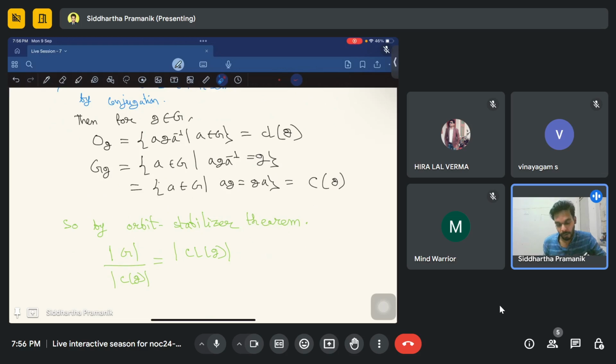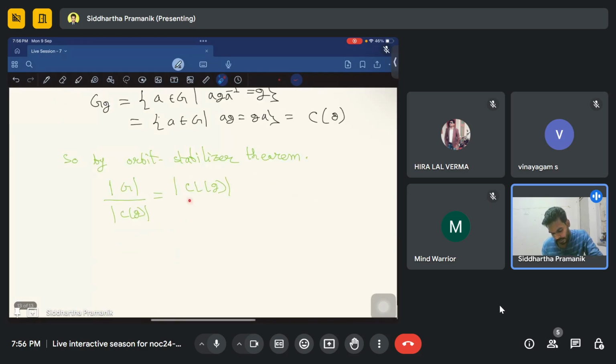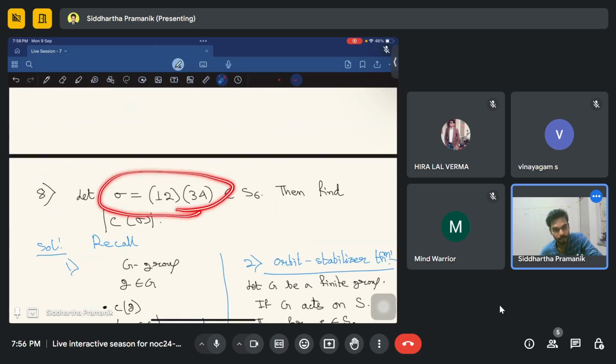Now let's come back to our problem. We have an element, and we need to find the cardinality of the centralizer of that element. So we know this is our G, this is the centralizer. If we can find the order of this conjugacy class, then we can find this term also, right? So let's try to find the order of the conjugacy class of this element. Can you find this?